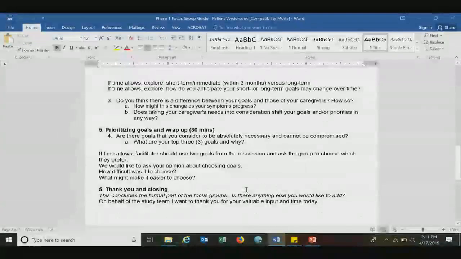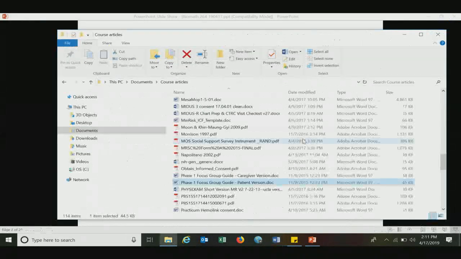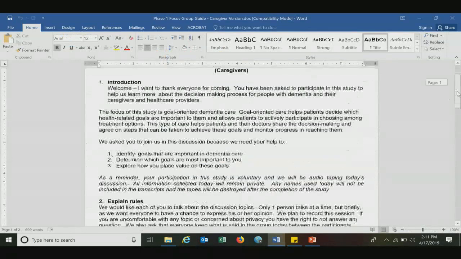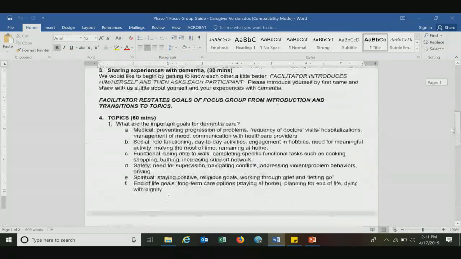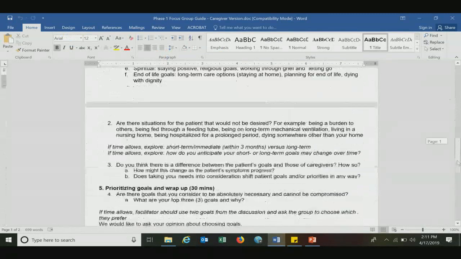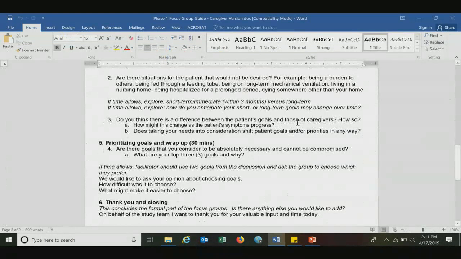So not super complicated, but clear enough that you know that the focus groups will generally be run the same way. And then for the caregivers, it's similar, but you can see the topics, they're still looking at goals of care, but you're asking them, of course, what are the differences between your goals and the patient's goals, and what do you think ones cannot be compromised? So slight difference in the questions, but very similar.